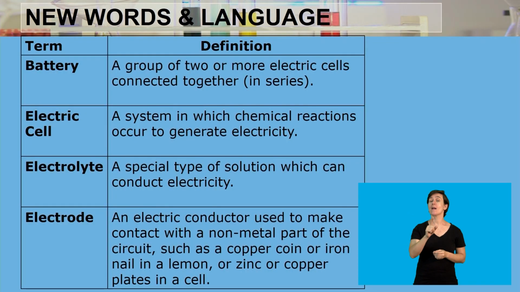Now, with that said, we can move on to the words that you're going to be using throughout this lesson. To better explain the main idea, being electric cells, we're going to be using words such as battery, electric cell, electrolyte, and electrode. These are the words that you're going to be using in better explaining the main concept, and this will help you better understand what we are referring to when we talk about an electrolyte, an electrode, and all of these other words.